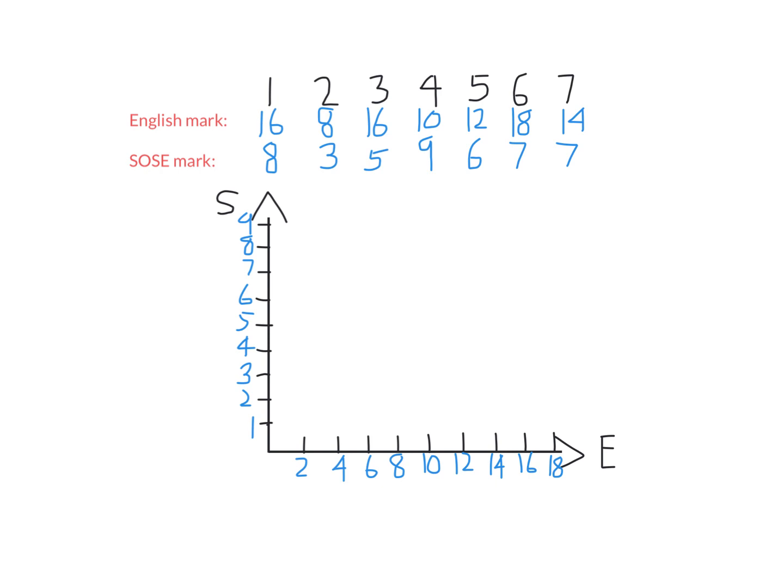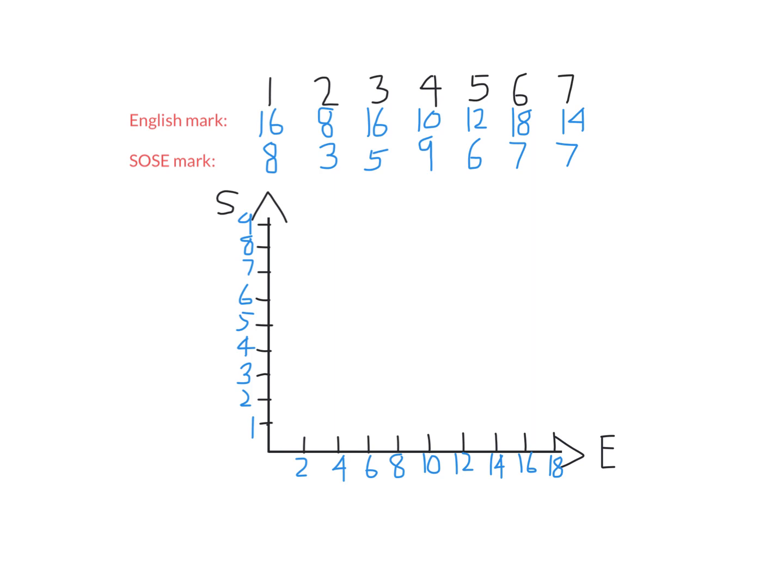So here I've got two variables for 7 different students. So each student's a different observation. One variable is their English mark, one variable is their SOS mark. These two things are variables because they're measured. They are different from person to person. So we can only use scatter plots when the data is numerical.